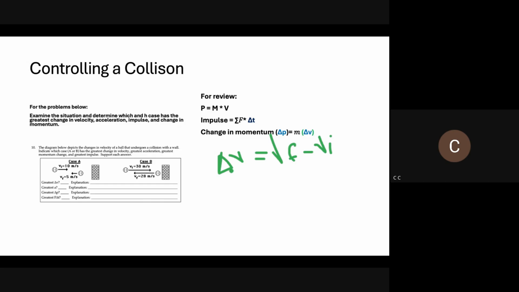Are we supposed to be calculating them? Because if that's the case, it would be 5 minus 28. Think about it as individual cases. So in case A, what's the final velocity? It would be 5 minus 10. What direction is it going initially? It's going to the right when it runs into the wall, and then when it stops and bounces back, it's 5.